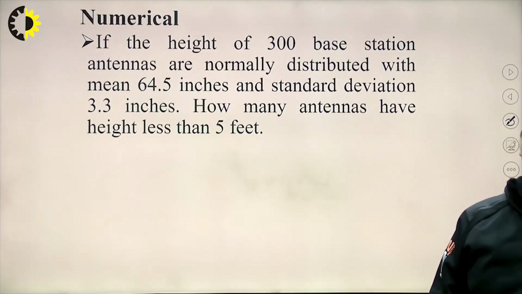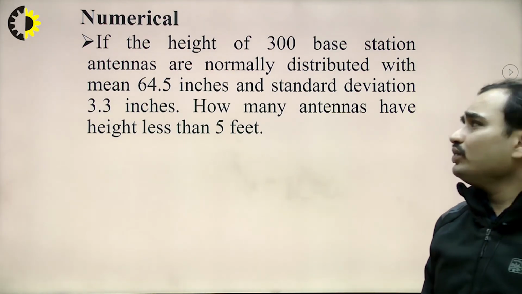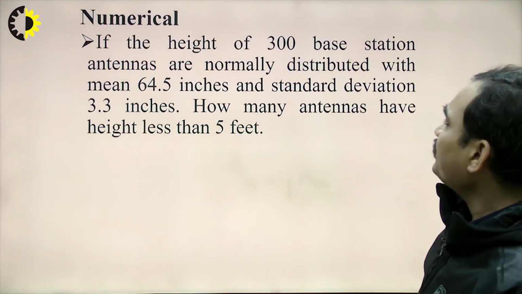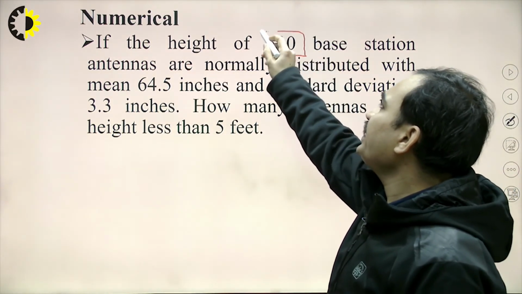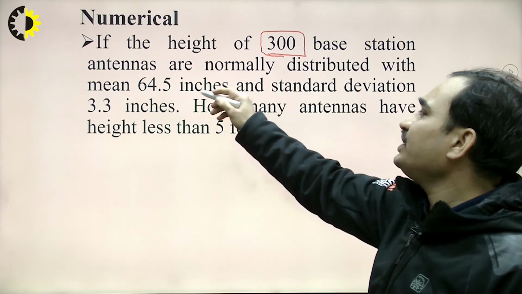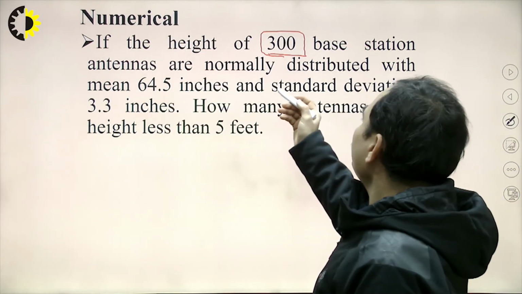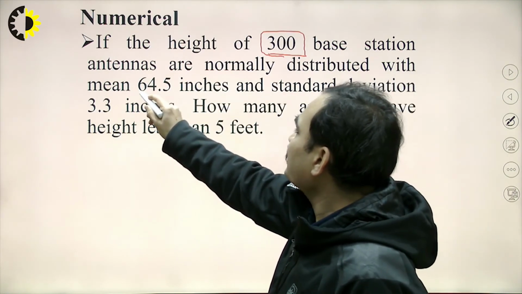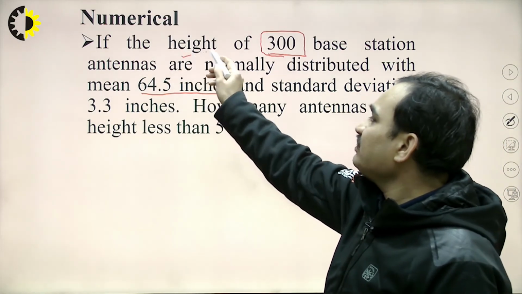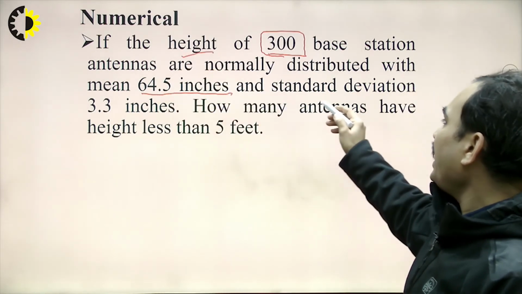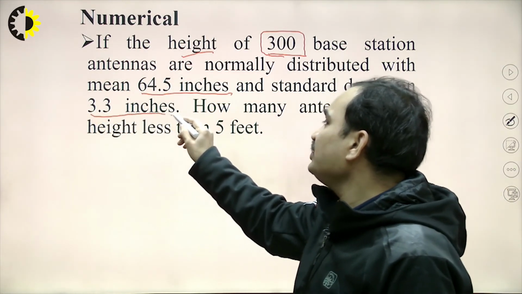So we are taking one numerical based on this. We know that the heights of 300 base station antennas are normally distributed with a mean height of 64.5 inches, and the standard deviation of these antennas is 3.3 inches.